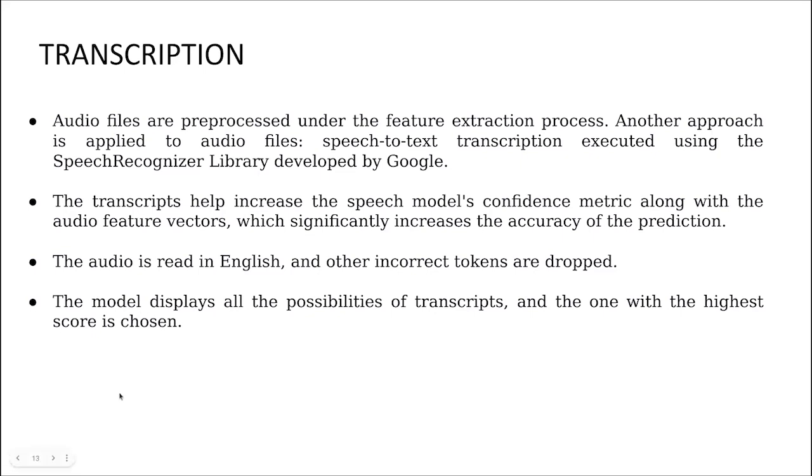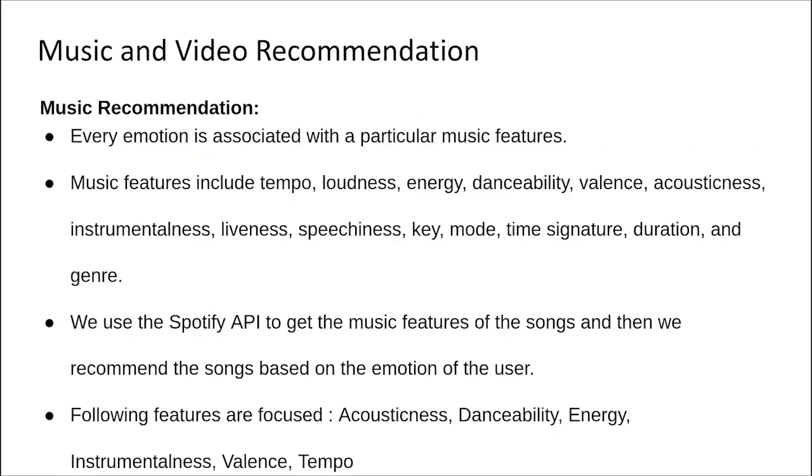So further, after the emotion is detected, we try to recommend content in the form of music and videos to enhance the mood of the user. For this, we use a music and video recommendation system using the KNN algorithm. For the music recommendation, we use the features of music, which are acousticness, danceability, energy, instrumentalness, valence, and tempo. The Spotify API is used to extract the music features, and based on this, we recommend songs.